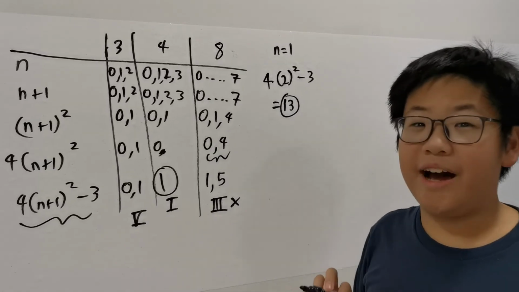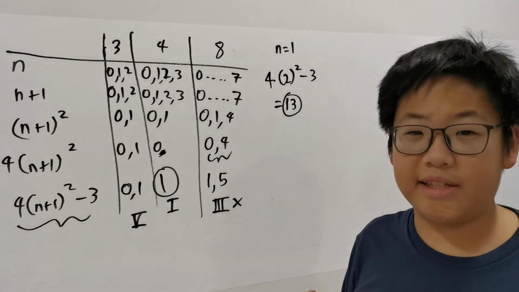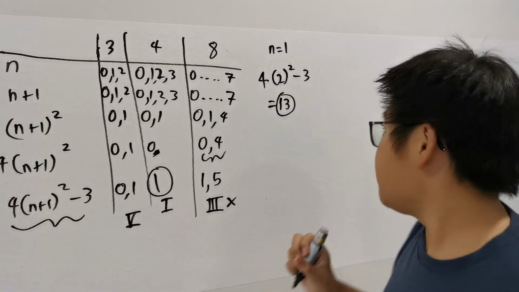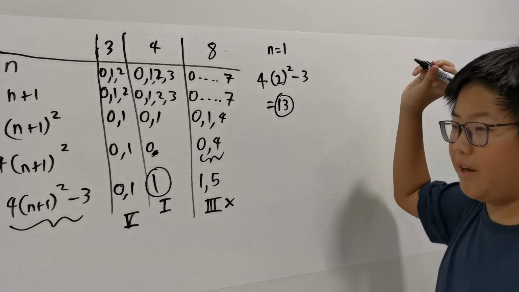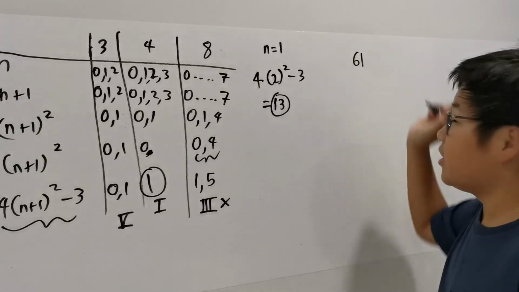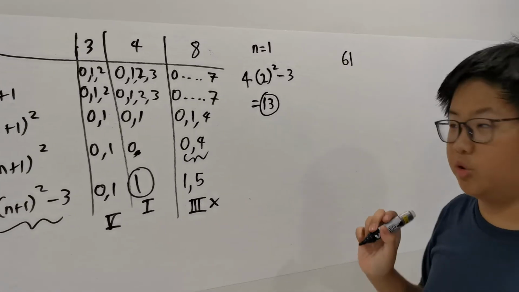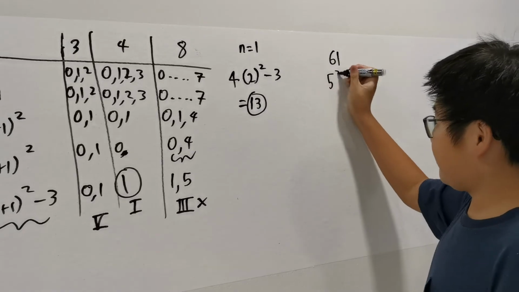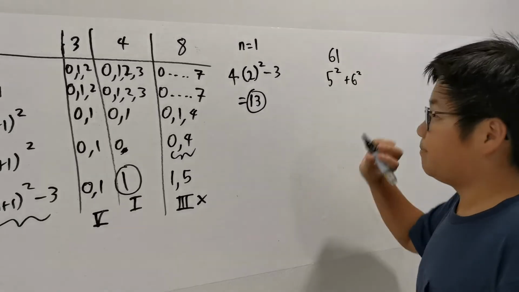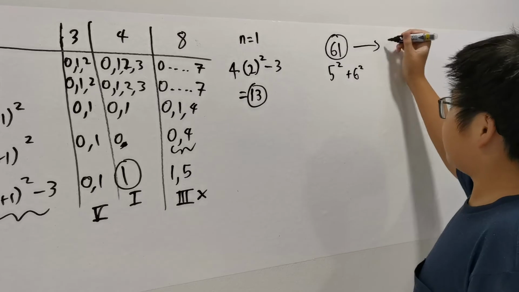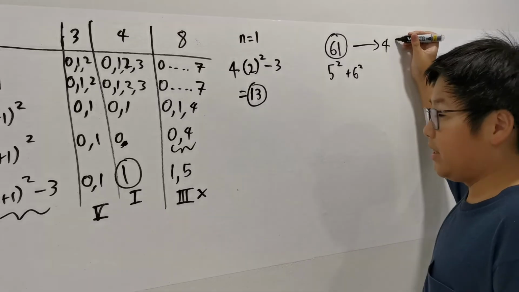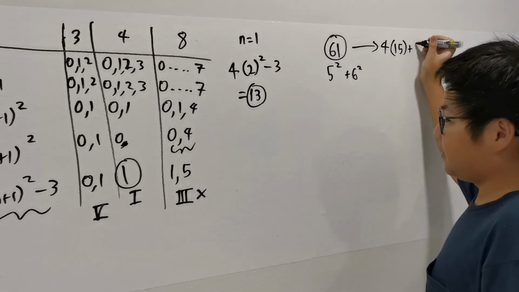You might want to check out another amazing property of primes, because if I can give you a prime number, let's say 61, gotta tell you it's written as the sum of 2 squares. It can be written as 5 squared plus 6 squared. And this number can be written as 4n plus 1. In this case, n is 15.